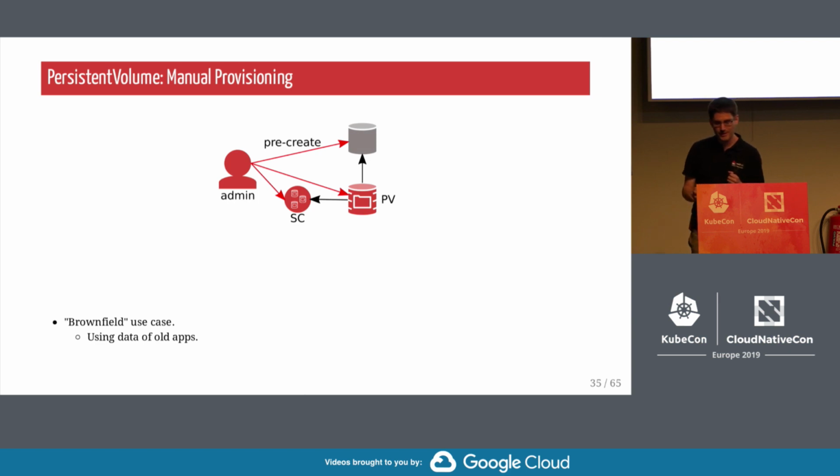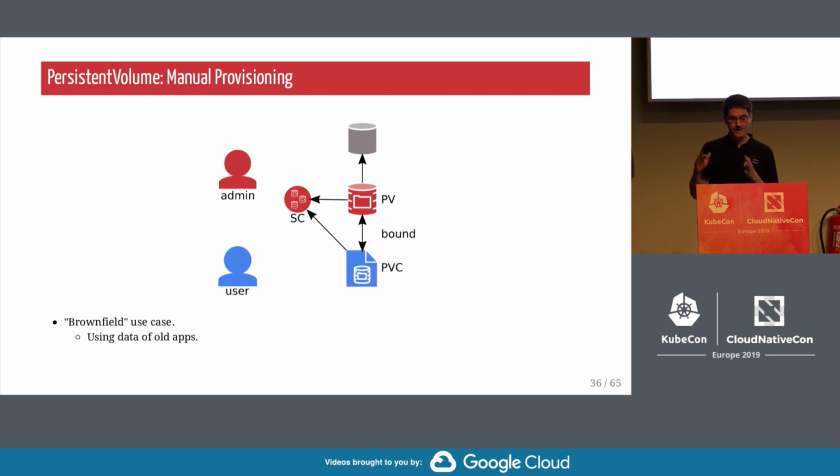The other option we support is manual provisioning, where I, as administrator, can create a persistent volume object in Kubernetes pointing to some storage outside of Kubernetes, typically some legacy data that are pre-populated, and I want to use them in Kubernetes. And the user creates exactly the same persistent volume claim like before, referencing some storage class, and Kubernetes will find the existing volume and bind it to the claim.